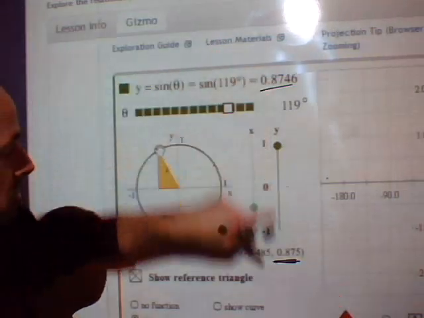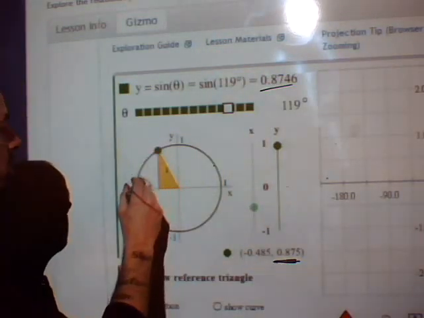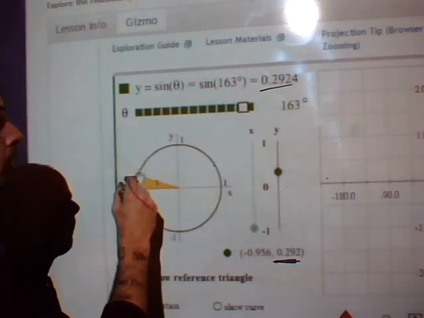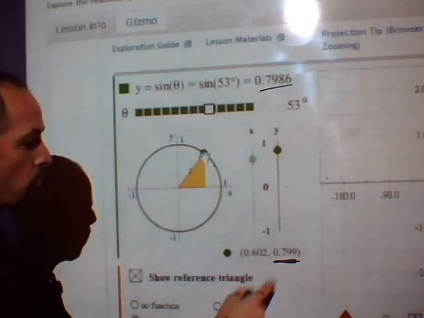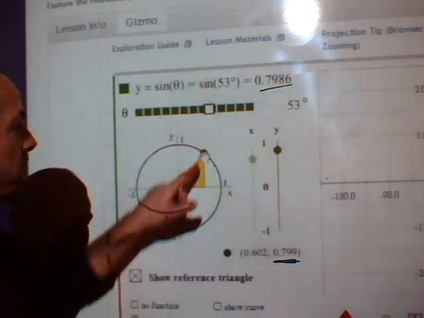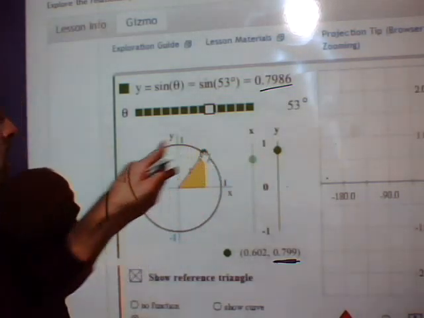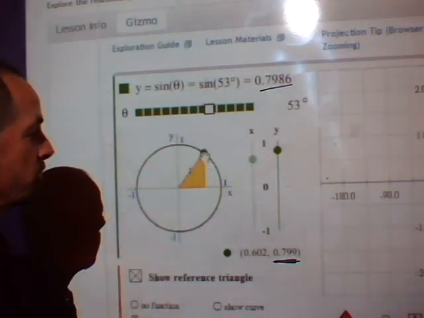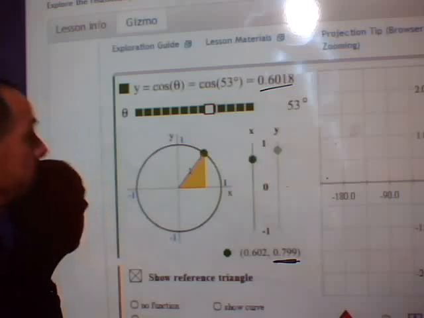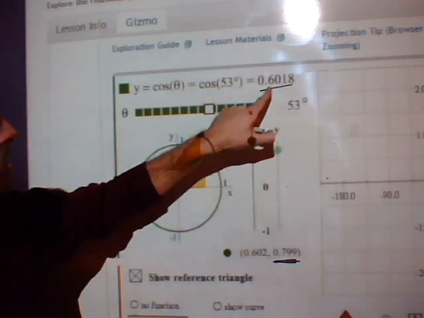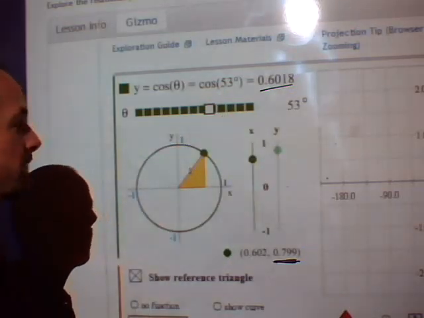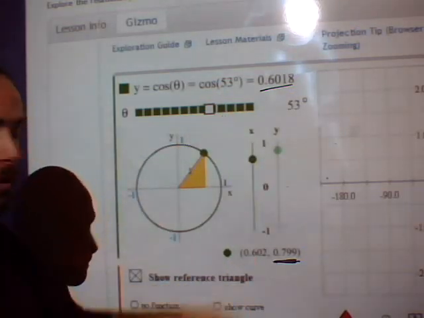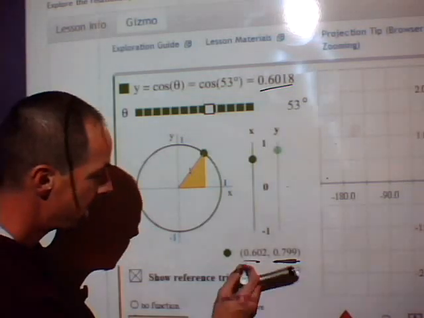So if you notice, this number and this number always stays the same. Okay? Because the sine of our angle represents the y coordinate of the point where the terminal side intersects the unit circle. Now if I switch this to cosine, see the cosine here? The cosine of 53 degrees, 0.6018. Well, that's your x value.